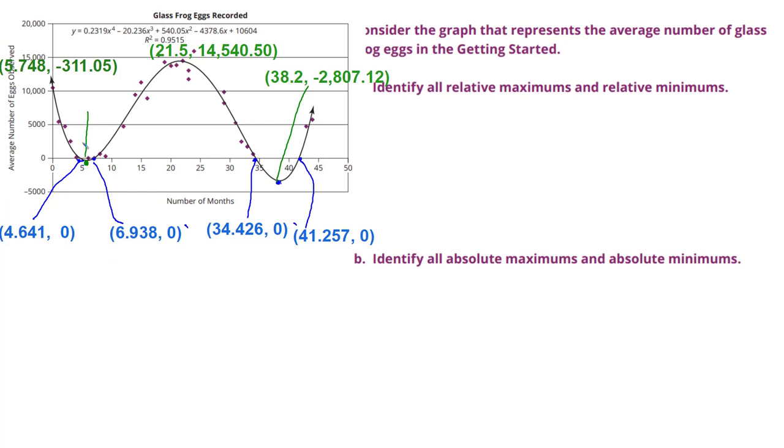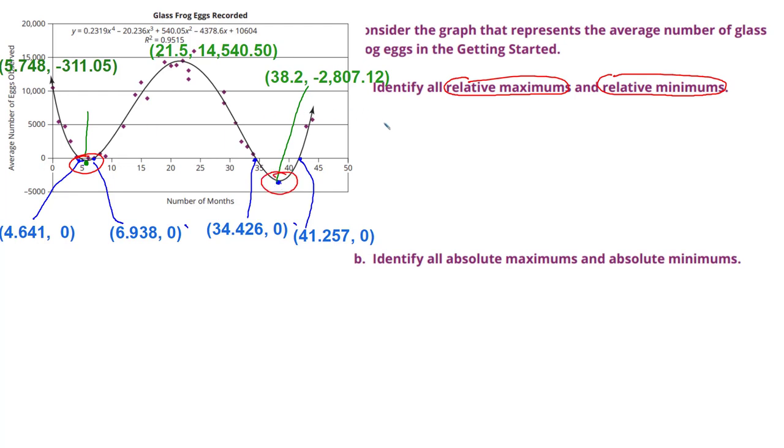So relative maxes or relative mins are any point that has a high point or low point on the graph. It's not the absolute highest point or the absolute lowest point, but it's like a turning point. Is there any valleys or hills? Let's look for the valleys. We have two valleys.